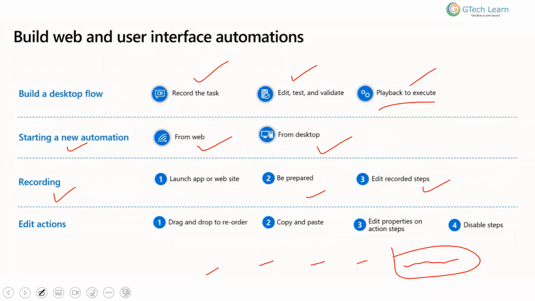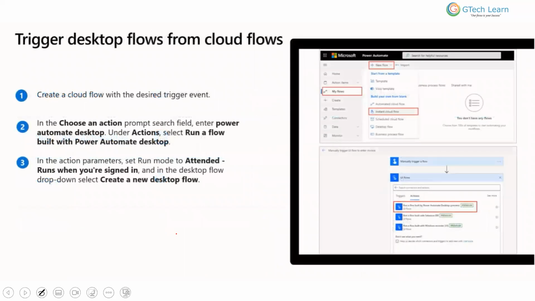Then in the actions area, we can edit the actions. We can define which action needs to be triggered at which place. So we can change the specific place also, like the first thing needs to run here, the second step is going to be this one, and so on. We can also copy and paste the same steps if we want the same steps to run twice or thrice in the same flow. We can also edit some properties in the action steps. And also we can disable some steps which we do not want to follow in the current playback scenario. So these are the things which we can actually achieve while creating desktop flows.